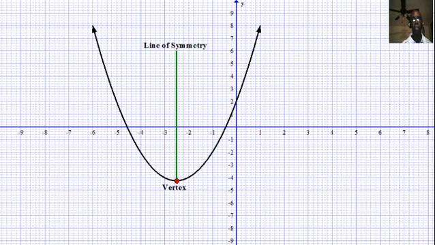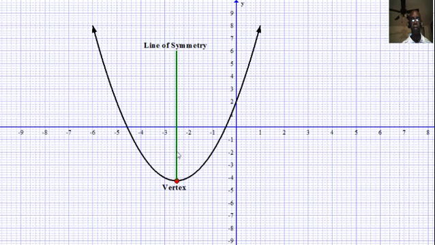Here it is. The x-coordinate for the vertex is at x equals -2.5. The line of symmetry is this vertical line which crosses on the x-axis at x equals -2.5. So we can see that the equation for the line of symmetry is represented by the vertical line crossing the x-axis and intersecting the curve at its vertex. Therefore, the equation for the line of symmetry is x equals -2.5.